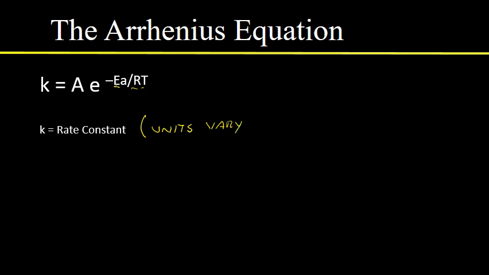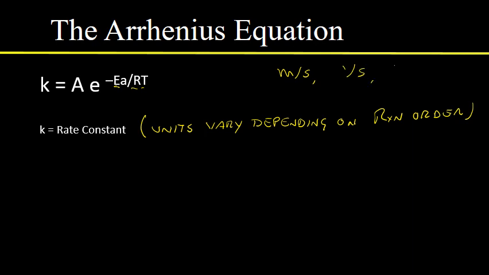And the units on the rate constant are going to vary depending on the order of the reaction, right? A zero order reaction, you have units of molarity per second. A first order reaction has units of reciprocal second. A second order reaction, units of reciprocal molarity second, and so on and so forth. All right, so K is our rate constant with units that depend on the reaction order.